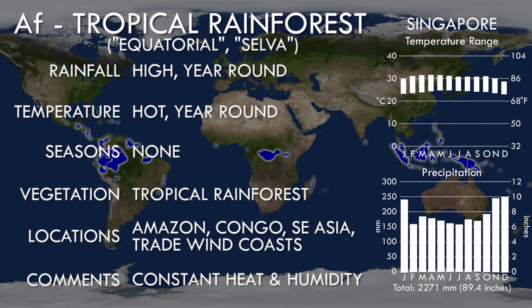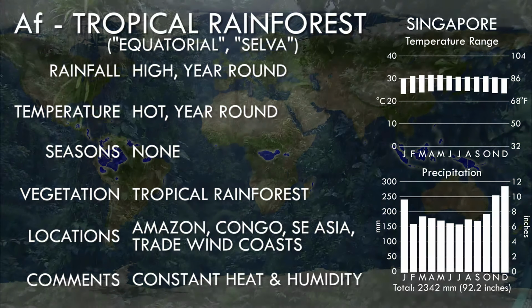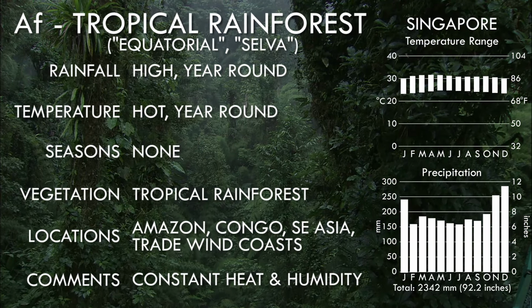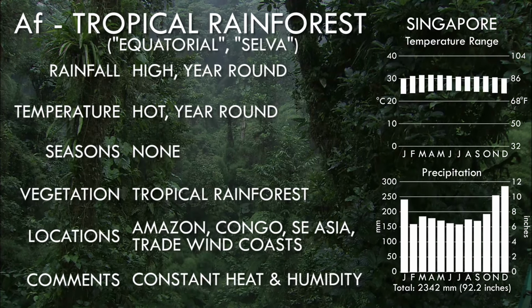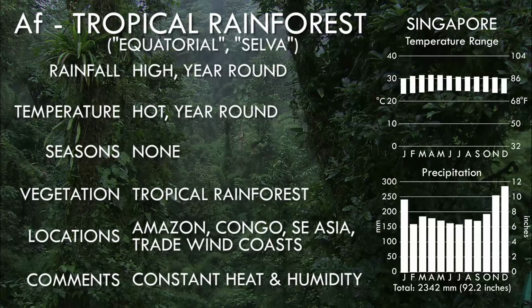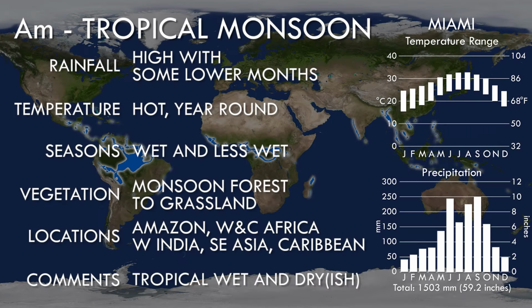AF, the tropical rainforest, also known as the equatorial climate or selva, which is Spanish for jungle. Occurring only within the tropics at low elevations, the key defining characteristic of this climate is rain and hot temperatures all year round. This produces the famous rainforest that the zone is named after, and has the largest biodiversity on Earth.